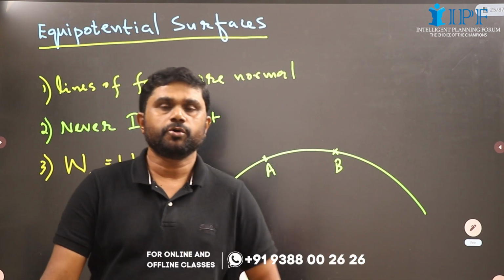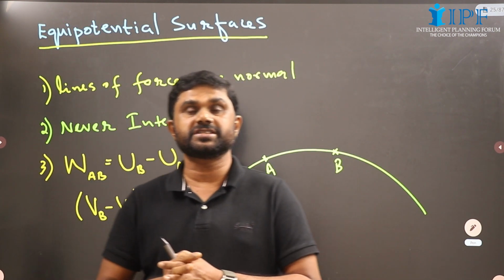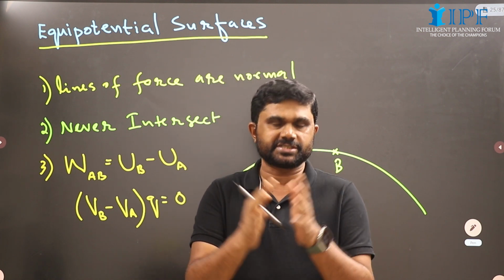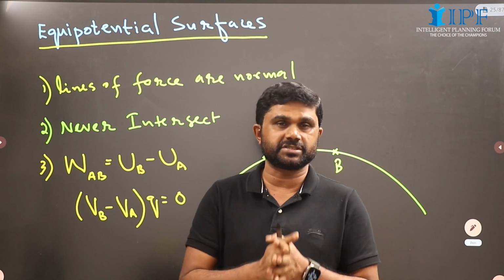Now see, next is equipotential surface. Any surface over which electric potential is the same is called an equipotential surface.